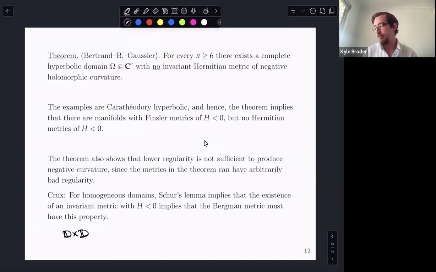And so now, once you realize this for this class of domains, the problem reduces to: are there homogeneous domains for which the Bergman metric doesn't have negative holomorphic curvature? And for n greater than or equal to 6, there are such domains. These were constructed by D'Atri some time ago. And so the construction just reduces to the examples that were found by D'Atri.